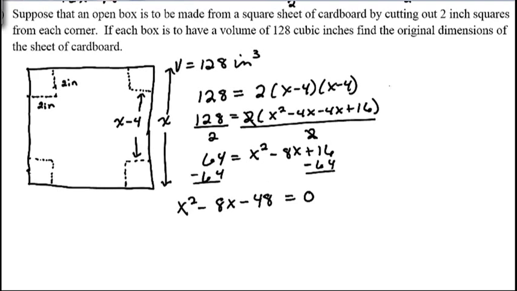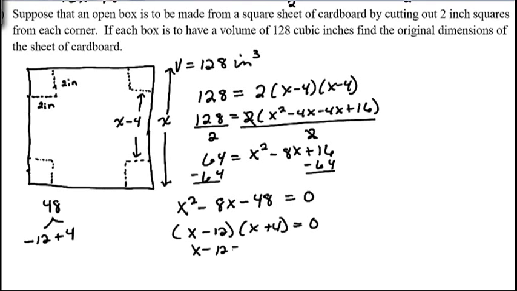So can we factor 48 so that the sum will give us 8? So 12 and 4. And we want them to be different signs. So if we have a negative 12 and a positive 4, that would add to give me negative 8 and multiply to give me negative 48. So we can factor this as x minus 12 times x plus 4. Set x minus 12 equal to 0, we get x equals 12. And then set x plus 4 equal to 0, and we get x equals negative 4.